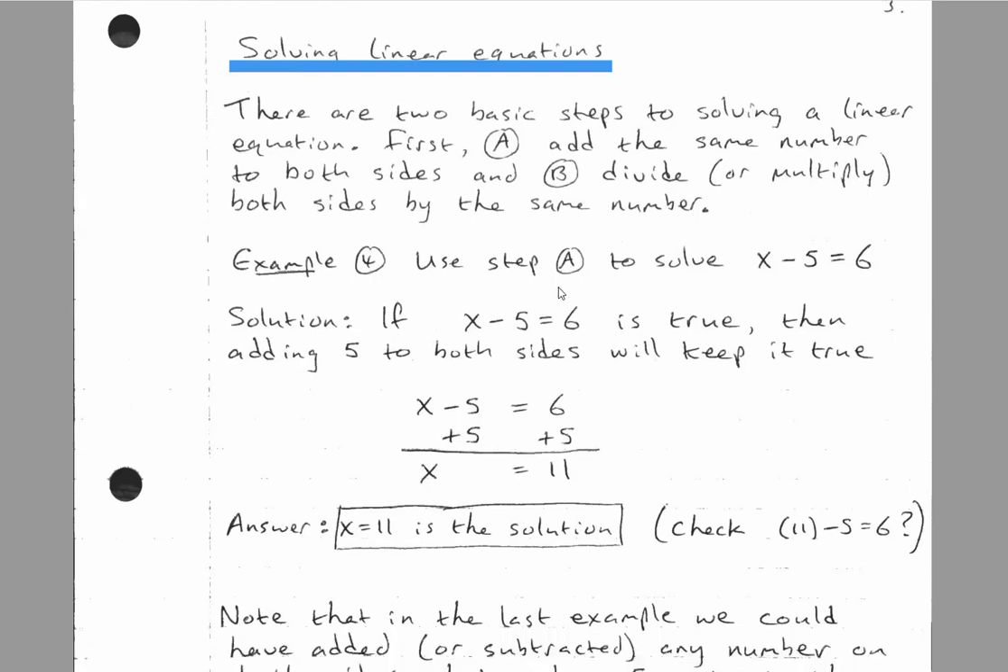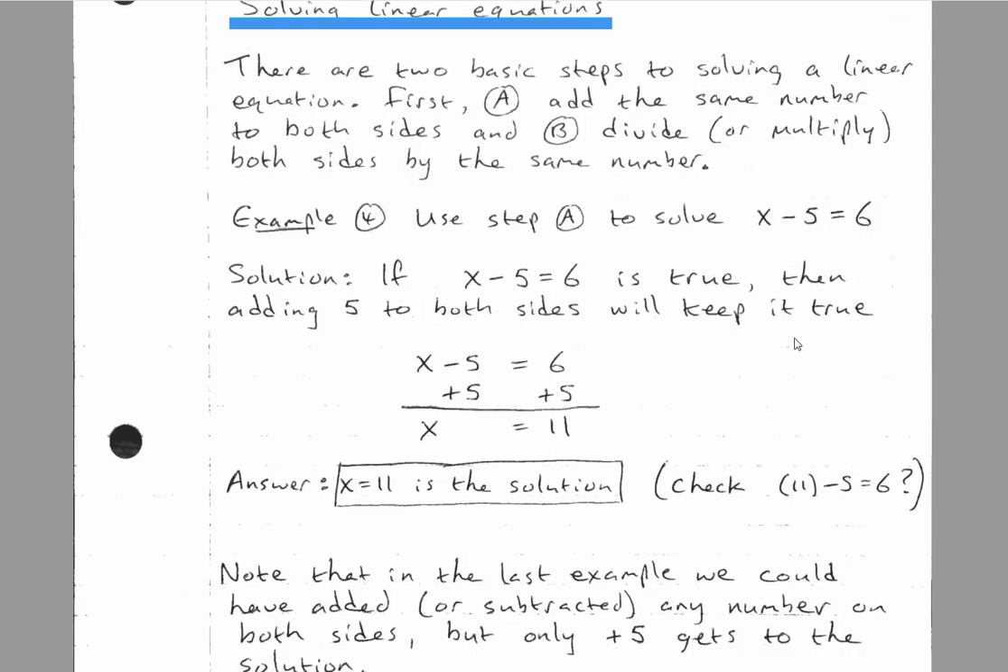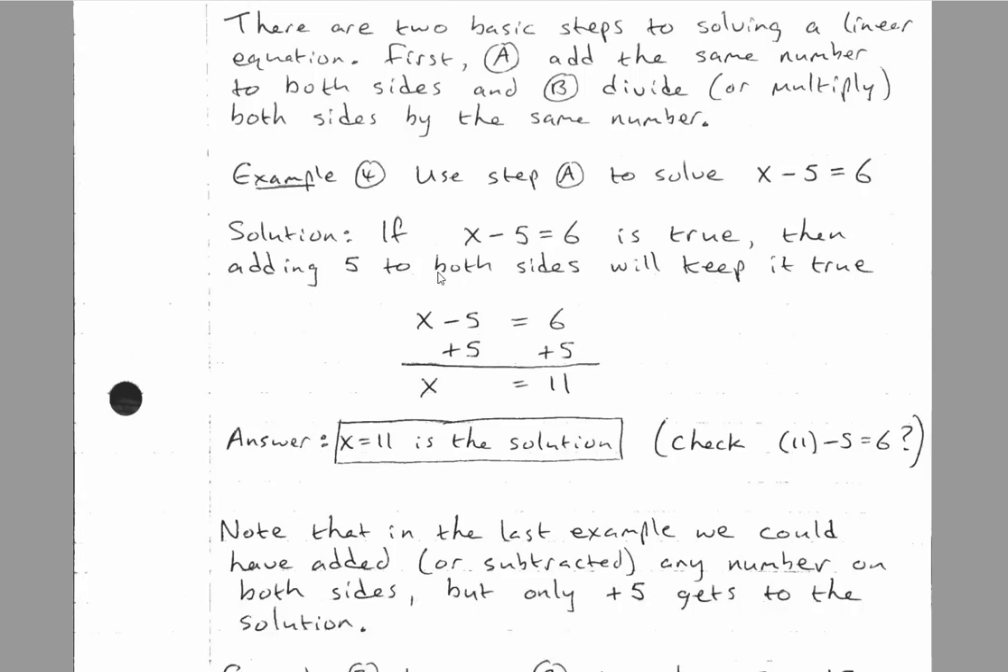Example 4, use step A to solve x minus 5 equals 6. So what's the number we want to add to both sides? Well, we have x minus 5, so if we're trying to get just x, we'd like to cancel that negative 5. So the right number to use here is plus 5. So add 5 to both sides.